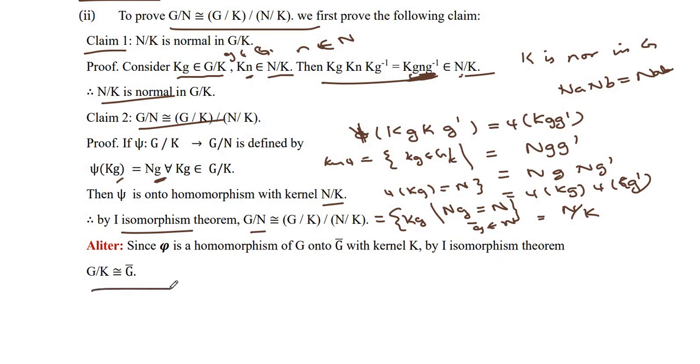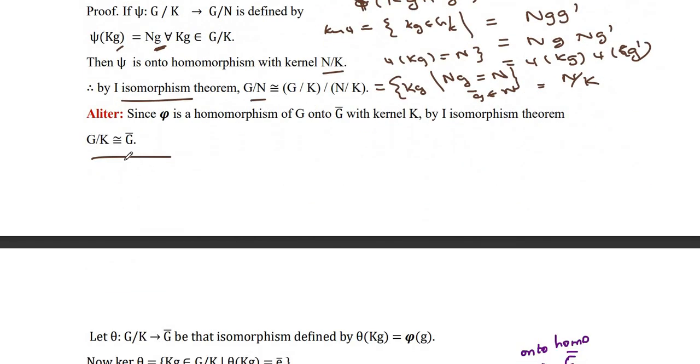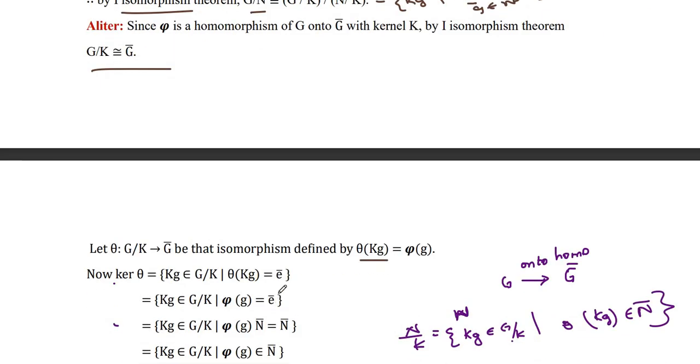G mod K to be isomorphic to G bar. So we are going to take that isomorphism as theta. How could that be defined? Kg is taken to phi of g. So theta of Kg equals phi of g. So this theta can be defined in this way to have what is required, that is, G mod K isomorphic to G bar. Now for this we'll consider the kernel.